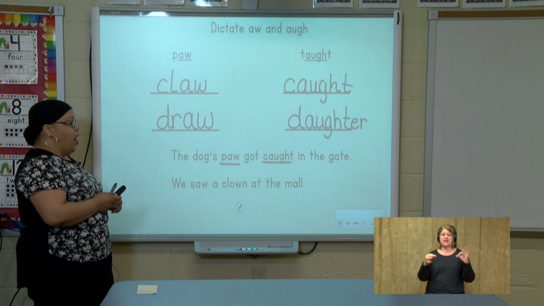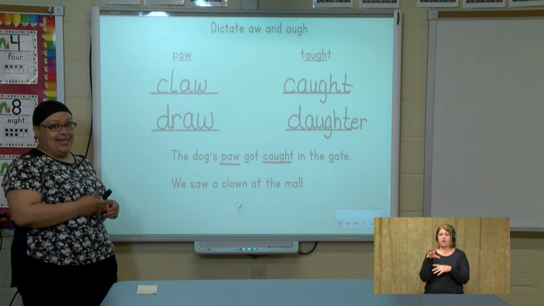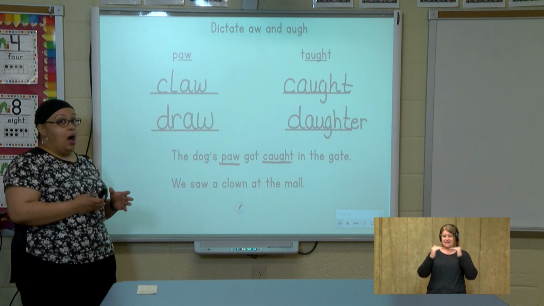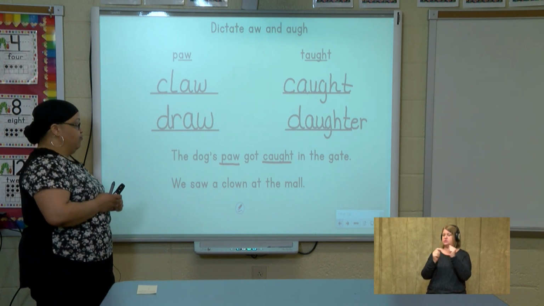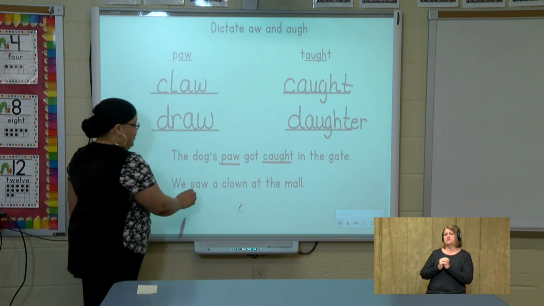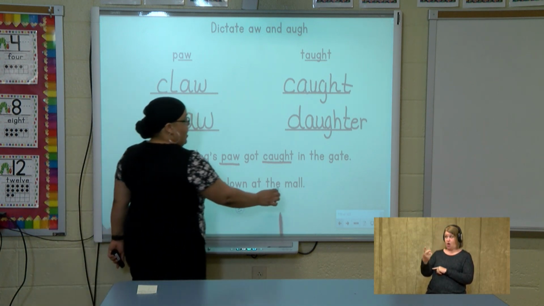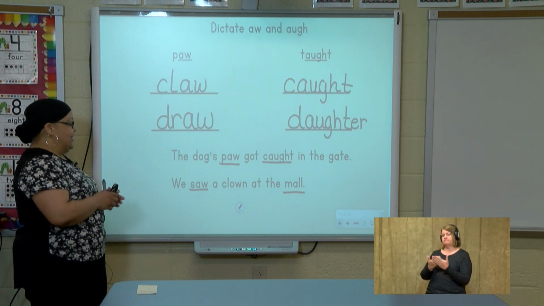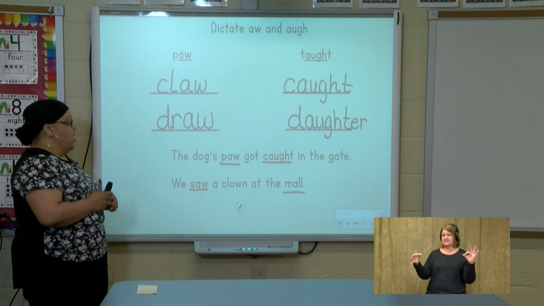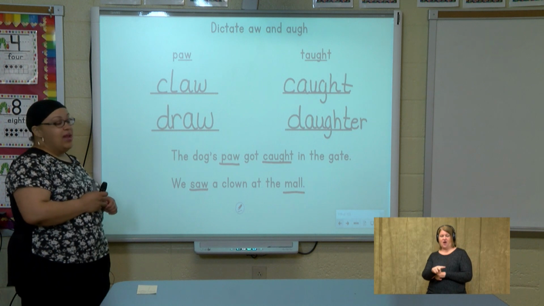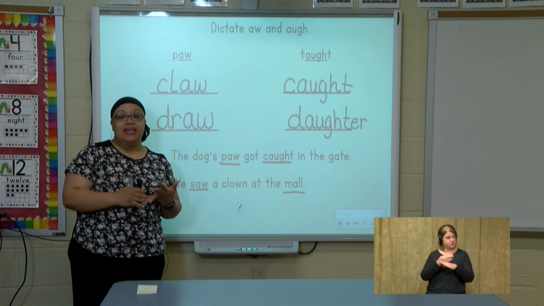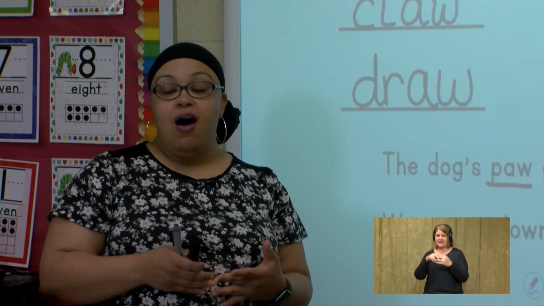The dog's paw got caught in the gate. Look at the next sentence. Find the words that say ah. Did you say saw and mall? Good job. Let's read the sentence with ah. We saw a clown at the mall. Good job reading, blending, and writing words with ah.